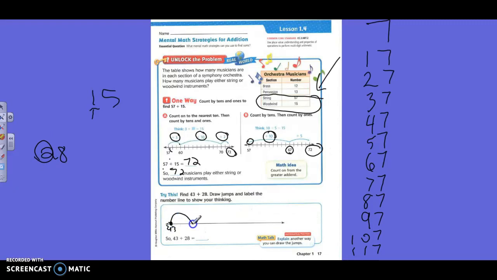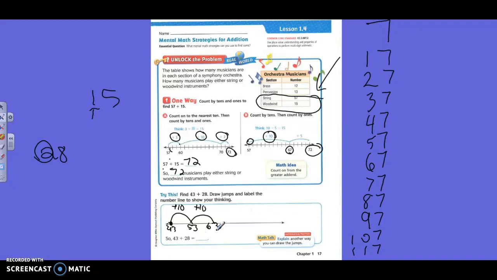So here's the first 10. What's 43 plus 10? Everybody? 53. And then another 10. 53 plus another 10 is? 63. Okay, now I'm trying to get 28. I have my 20 now because I jumped 2 tens. How can I jump by 8 now?